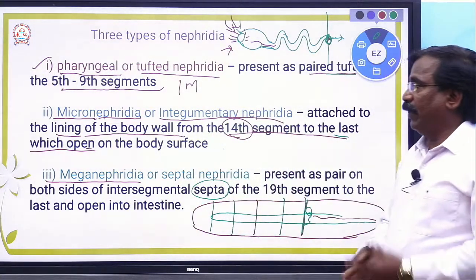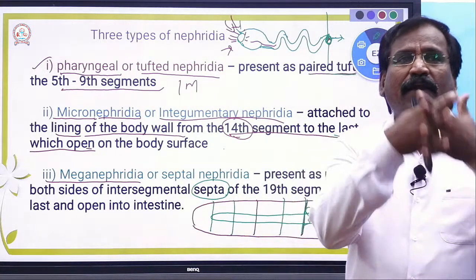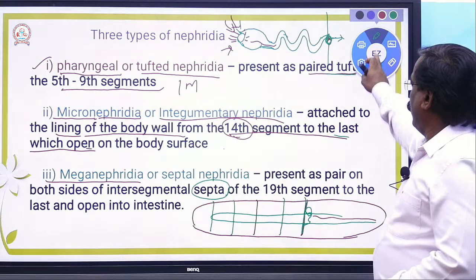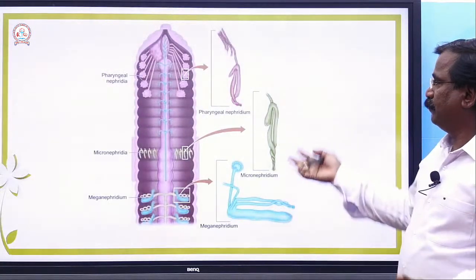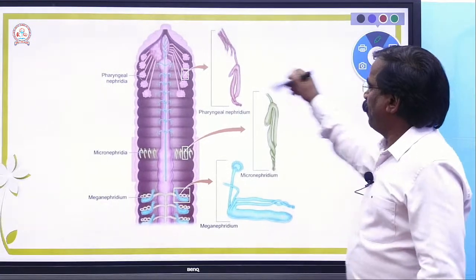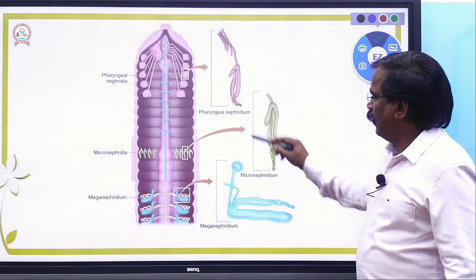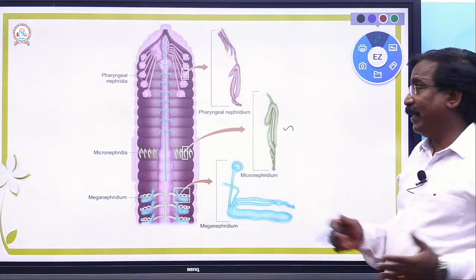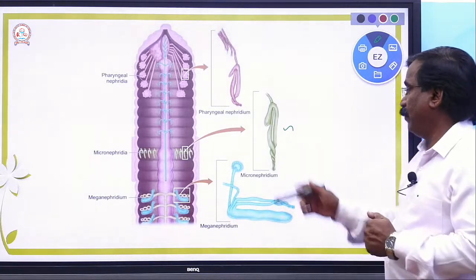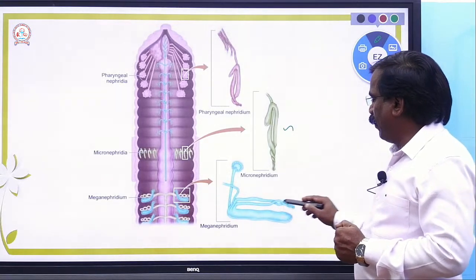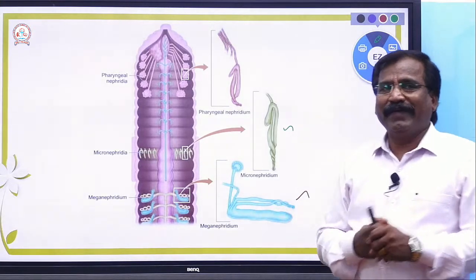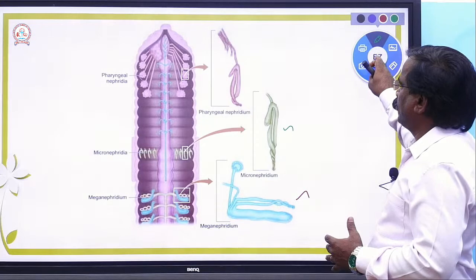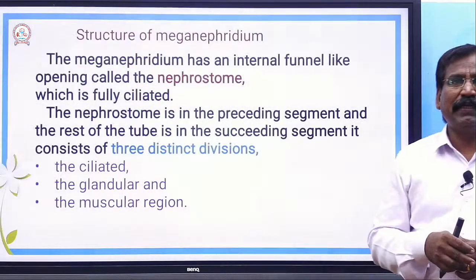Okay, so this is pharyngeal, micro and meganephridia. Okay, that's all. And in the structure you can see this is pharyngeal nephridia, that is pharyngeal, and see this is the micronephridia, where it is located, that is integumentary, micro, almost the same. Meganephridia are highly developed, with the same structures; all the parts we mentioned will be there. Okay, that's all. These are the different types of nephridia located in the earthworm.